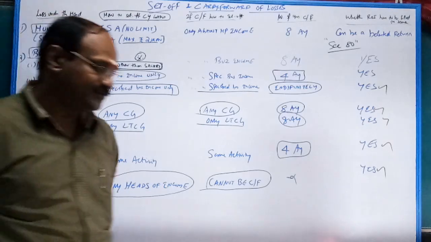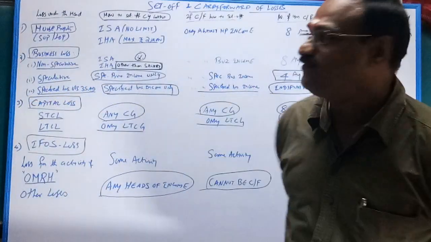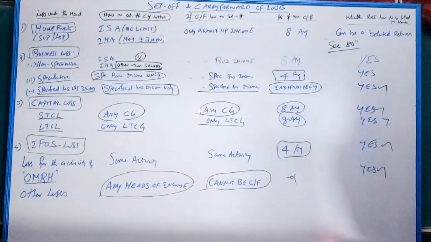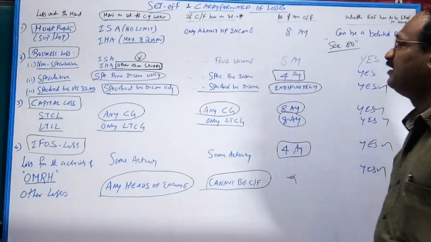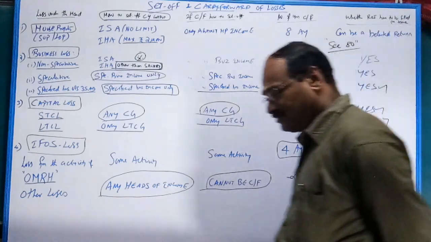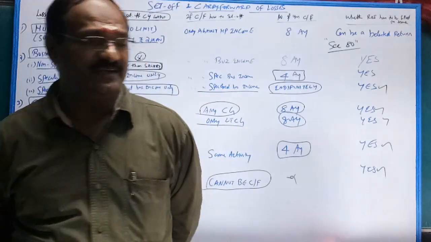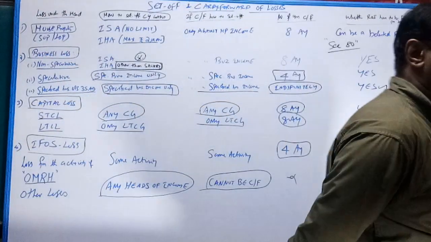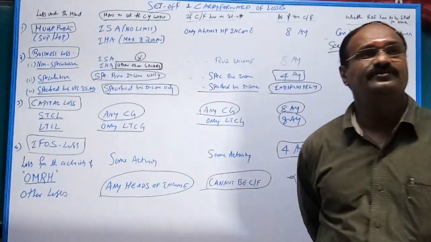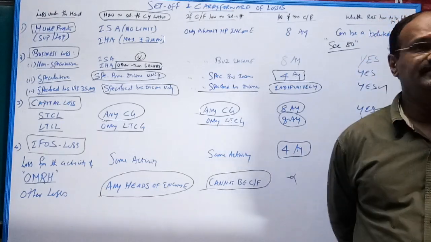So, any doubt about set off and carry forward? That's set off and carry forward. Okay, if you want problems, we will do them. After this we are going to take up clubbing of income, deductions, advance tax and TDS. Only 4 more chapters pending. Okay. Anything else?